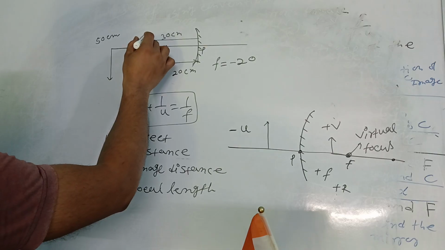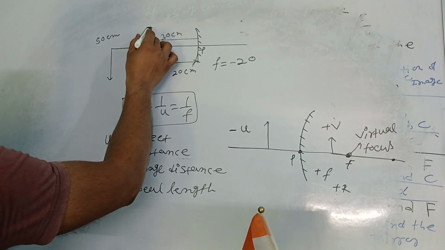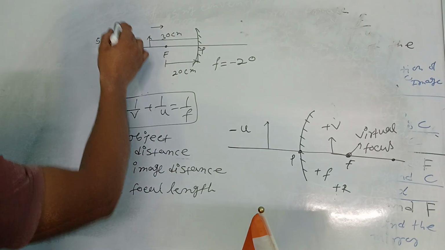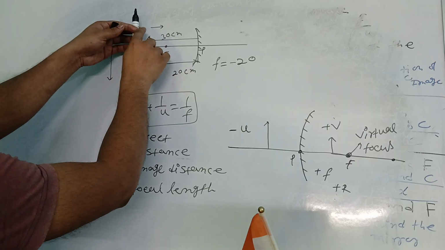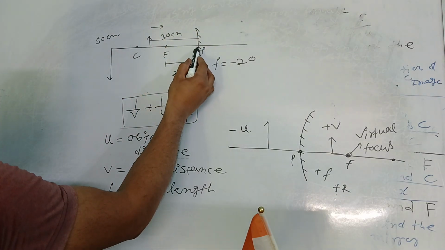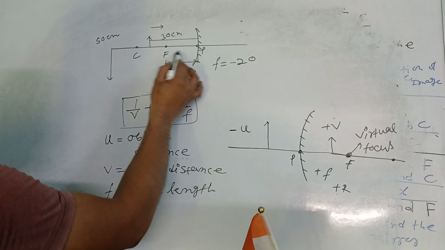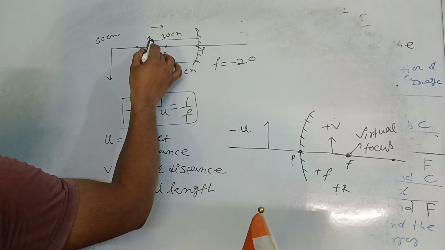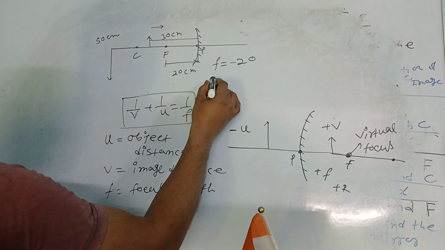If this is the position of the object, the direction of incident ray is this. If you place the object here, then the ray will move along this direction. So it is the direction of incident ray, and all the distances are measured from the pole. So pole to focus is minus 20. As an object distance, it is u.